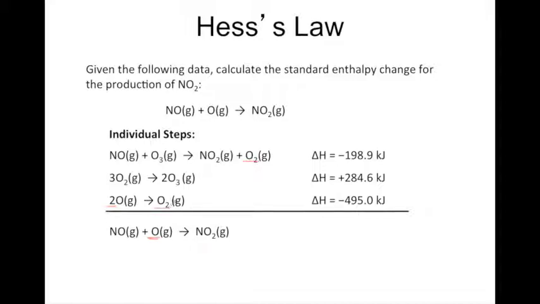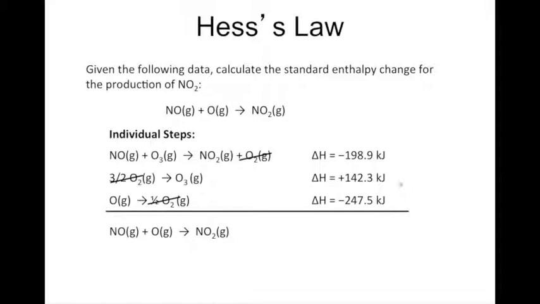I'm going to have 1.5 moles of oxygen, O2 gas, and I need those to cancel. So if I divide this by 2 or multiply by 1/2, then that will give me 1.5 moles of O2 here. So I need to multiply this reaction by 1/2 and this reaction by 1/2. So if I multiply those by 1/2 and multiply the delta H values by 1/2, I get the following values. Now let's see if we can cancel everything.